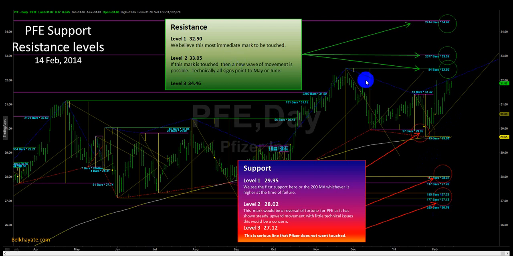On the resistance side, the first mark we believe it's going to hit is the 32.50. It could come up and bounce off of it for a little bit. We expect a slight correction to happen after this wedge is made, but we don't believe it's going to be a serious one. The first serious mark that should be touched should be 33.05. If it makes this and closes above it, then our next serious channel, we're going to find the same harmonic of movement will probably be between the 34.46 and, of course, the 32.50.